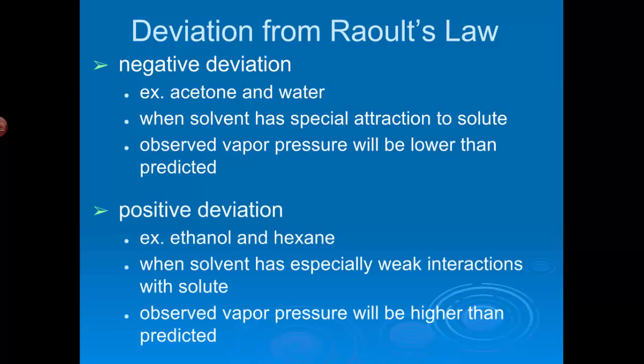The other possible deviation would be a positive deviation. Ethanol and hexane. They're not really attracted to each other at all. Ethanol is polar, hexane is nonpolar, so they're not really going to affect each other. That means that some of the hexane might get out into the vapor more than you would expect. And so the observed vapor pressure, what you measure, would be higher than you predicted, because there's actually more particles of vapor up there than you thought there would be because of the weak interactions between the two.